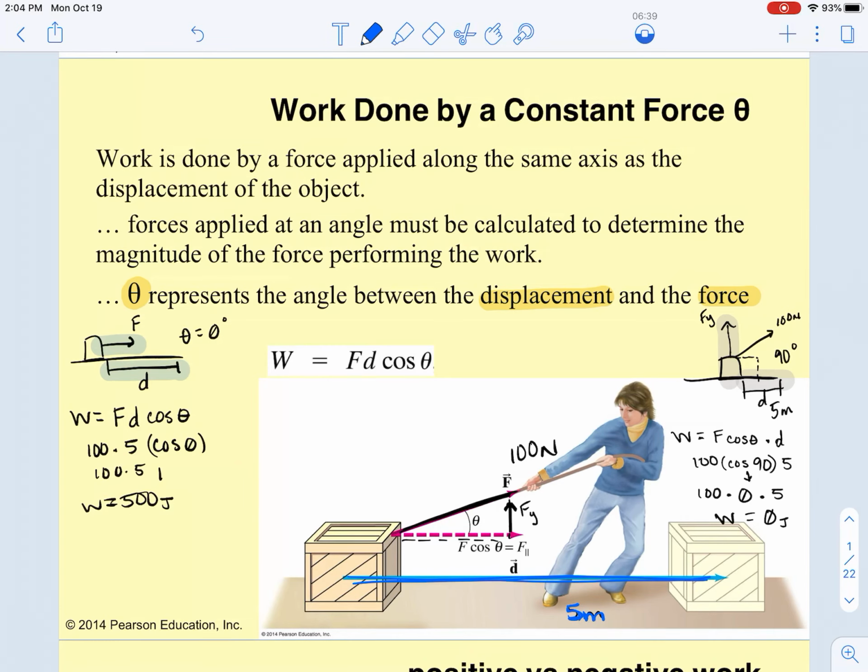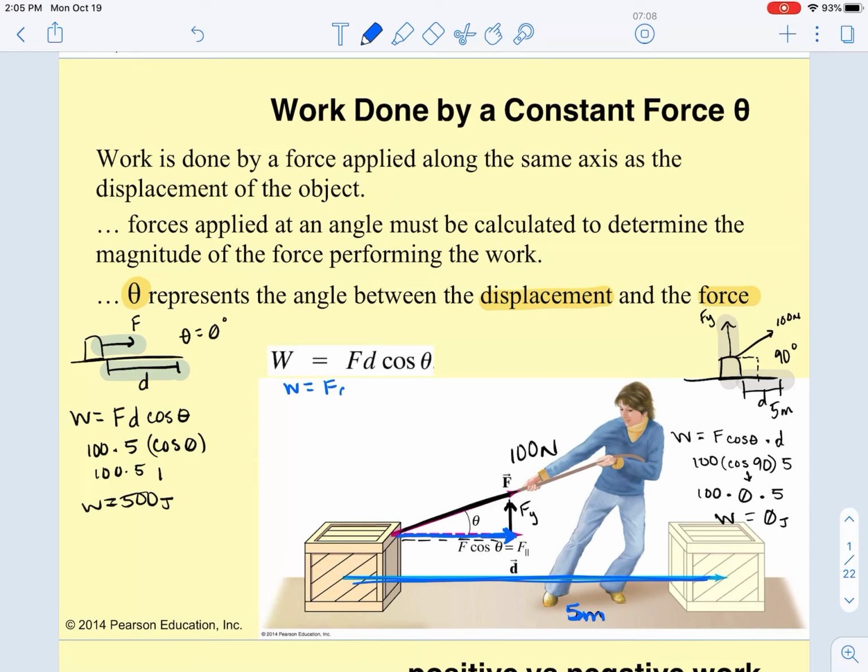She moves the crate 5 meters horizontally. And now we are going to be using this component of her force, because that is the component that's in the same direction, or parallel, or along the same axis as the displacement of the object. So when we're getting ready to put our numbers into our formula, here's how this should look.